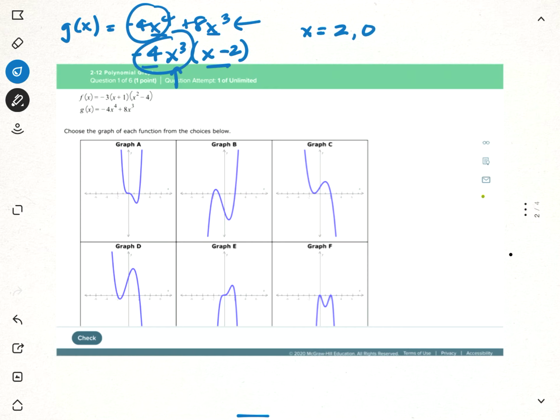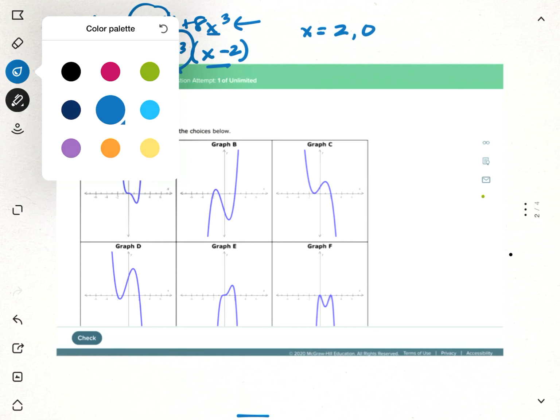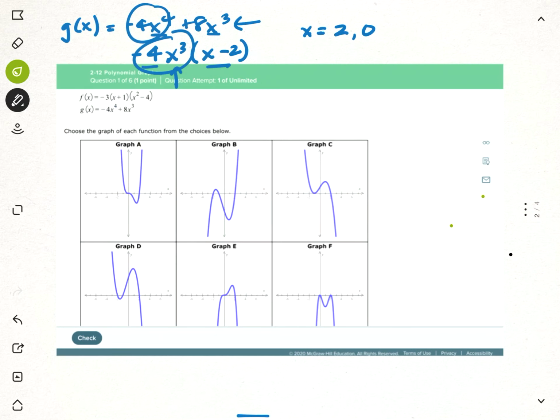And then if we look at the very beginning one, the one we started with, negative 4x to the fourth plus 8x cubed, our leading term is negative 4x to the fourth. This is an even negative. So we know that our end behavior would be falling, falling. All right, so let's look at the ones that are falling, falling. So graph F and graph E are falling, falling. These are all out already. Okay, of those two, which one has the zeros at 2 and 0?